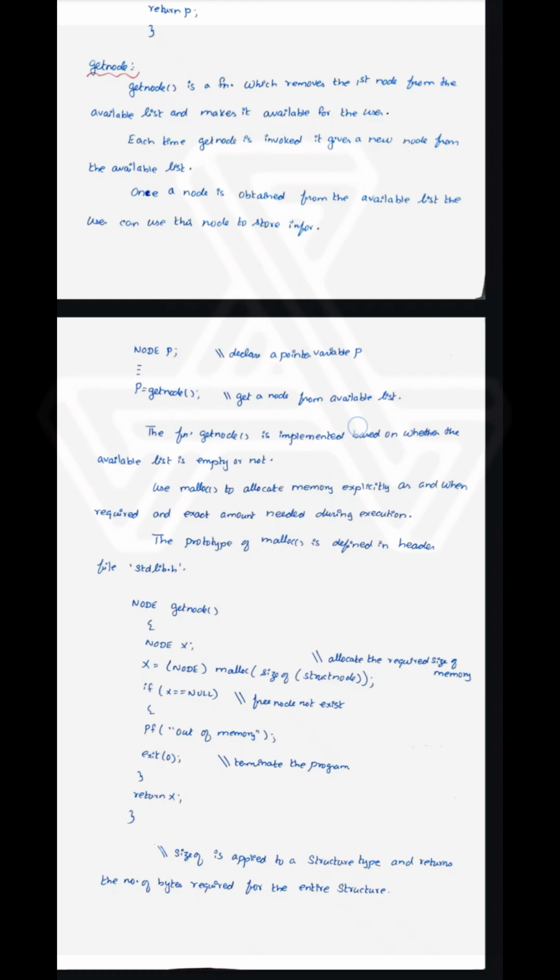Use malloc to allocate memory explicitly as and when required and the exact amount needed during execution. The prototype of malloc is defined in the header file stdlib.h.